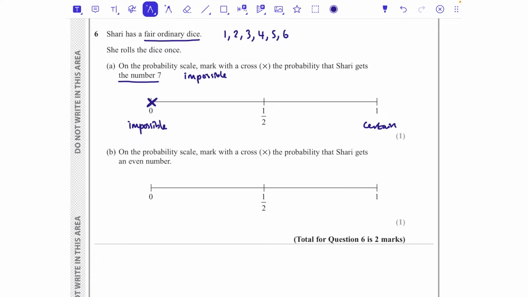On the probability scale, mark with a cross the probability that Shari gets an even number. We can see that an even number would be 2, 4, or 6. Remember, even numbers are numbers in the 2 times table. So the chance of me getting one of those even numbers is 3 out of 6. There's 6 options altogether and 3 of them are even. So the probability of that happening is a half. So we would put our cross in the middle there for that one.